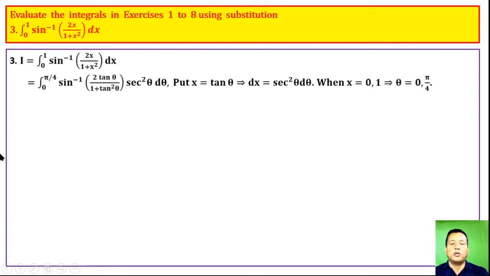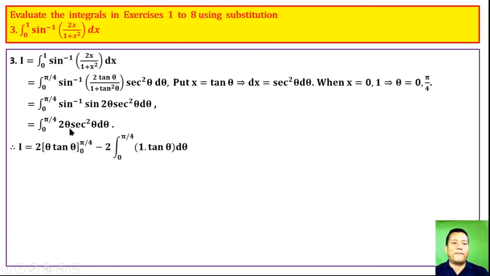As well as that, its limits also change. When x is 0, theta should be 0. When x is 1, tan of pi by 4 gives 1, so theta is pi by 4. Therefore, the given definite integral becomes integral from 0 to pi by 4 of sine inverse of sine of twice theta, times sec square theta d theta. Then cancelling, we get twice theta sec square theta d theta.